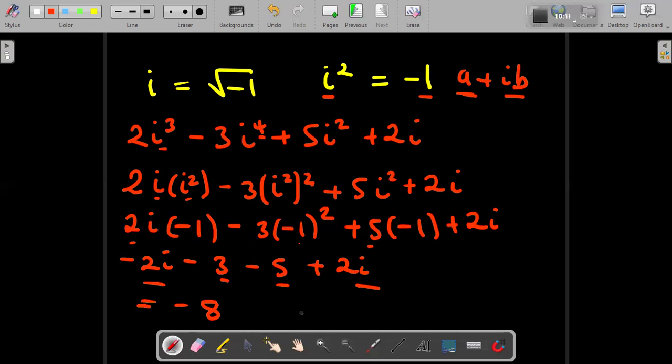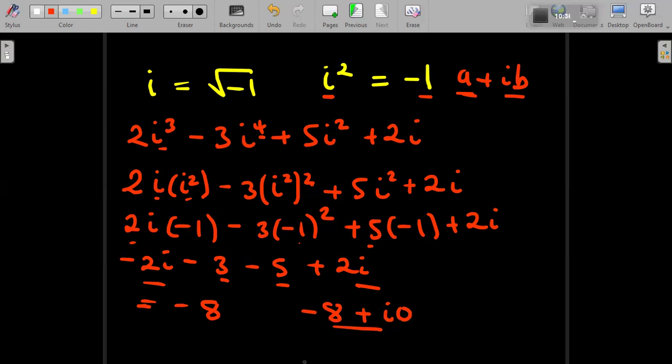Now they've said I should write it in that form. I do not have an imaginary part, but I can write that in the form to say -8 plus, so I have i, then my imaginary part is what? Is 0, like that. So this is how I write that question.